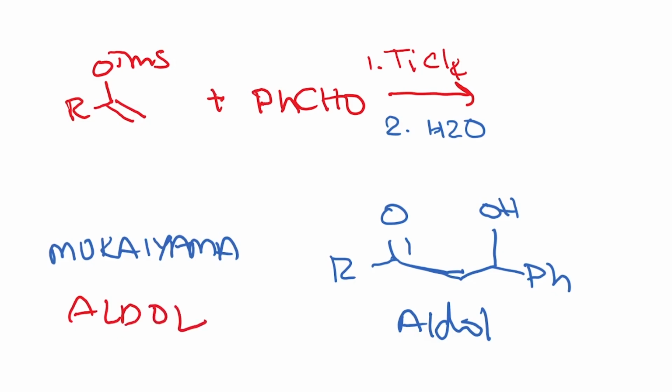So the strategy that we will use here is to generate a silyl enol ether and then use that silyl enol ether and go forward with the aldol reaction. So now let's look at the mechanism. We've already looked at the mechanism to produce the silyl enol ether, so I'm not going to repeat that. So this is your silyl enol ether.